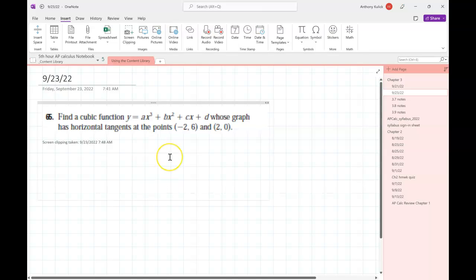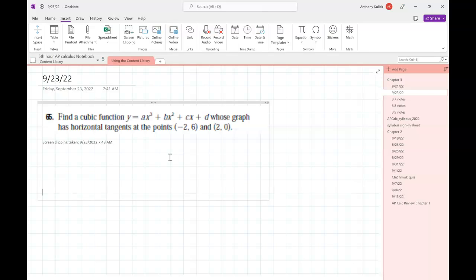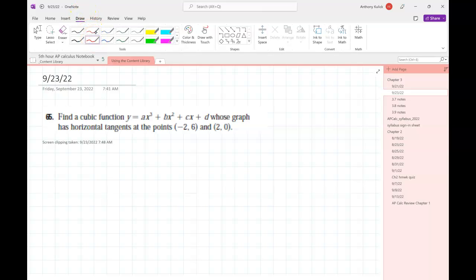It says find a cubic function ax cubed plus bx squared plus cx plus d whose graph has horizontal tangents at the points -2, 6 and 2, 0. So when it says horizontal tangent, that means that the slope at these points should be 0. So to do that, I'm going to look at the derivative. If I have my general cubic function that they've given me, I'm going to first find the derivative.